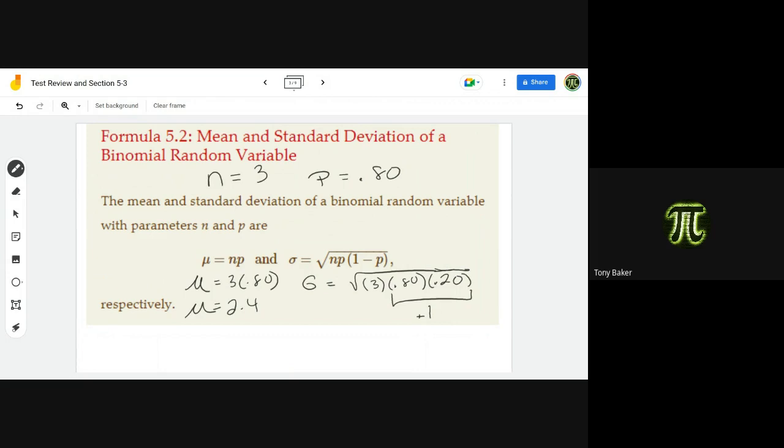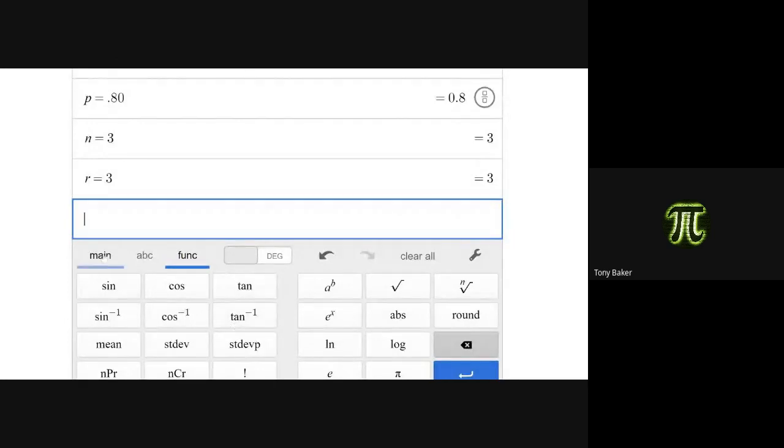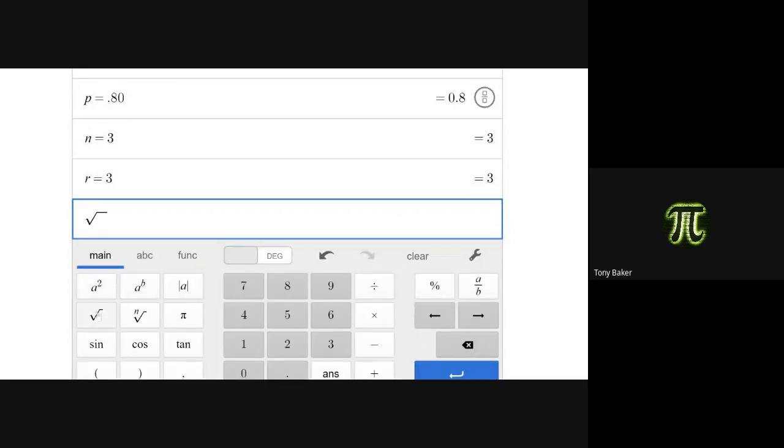So I'm going to actually show you how to type this into Desmos. So in this case, I do square root of n p (1 minus p). And notice I already have n and p in the problem, so it automatically gives me my square root, or my standard deviation. So it's 0.692, or 3. I said 3 decimal places.